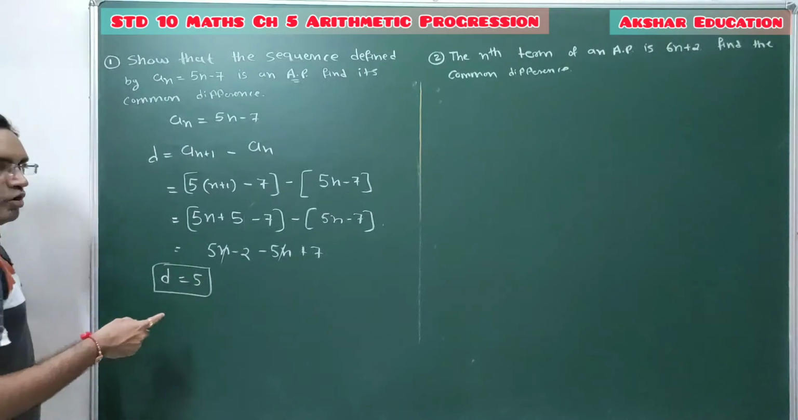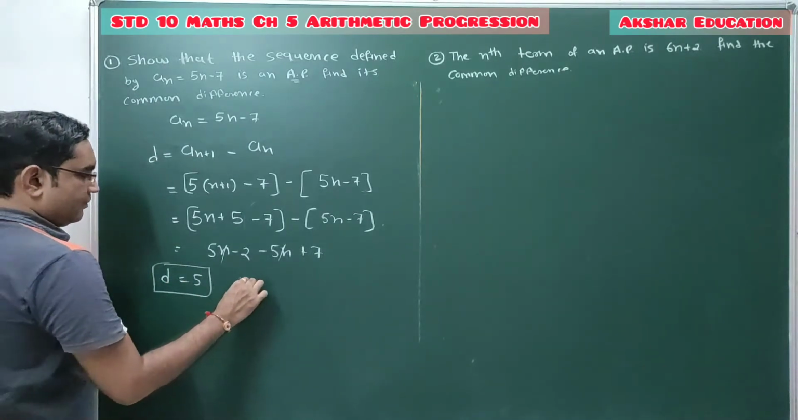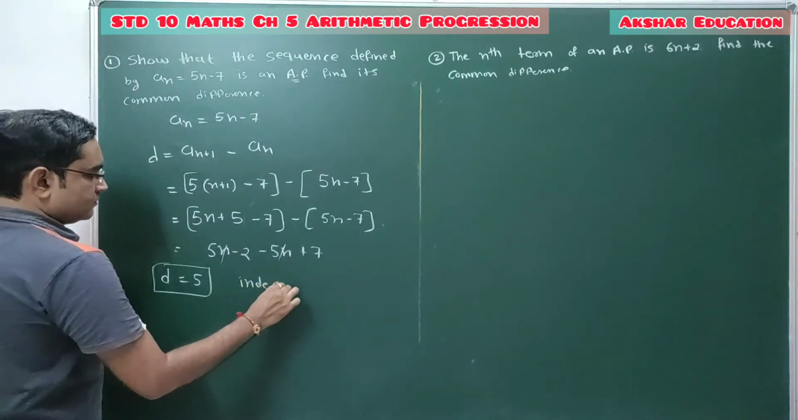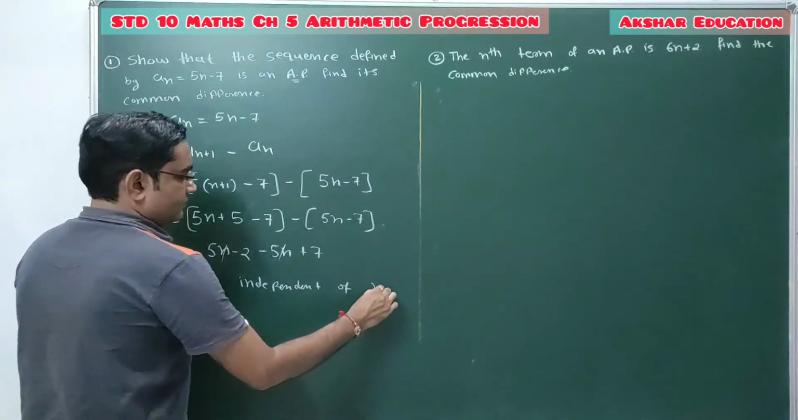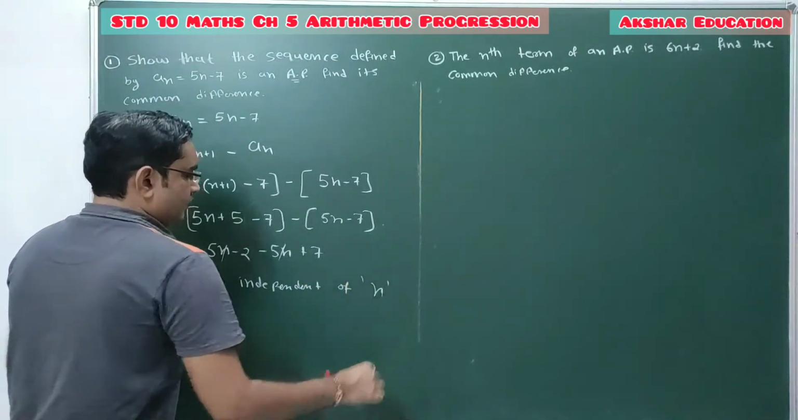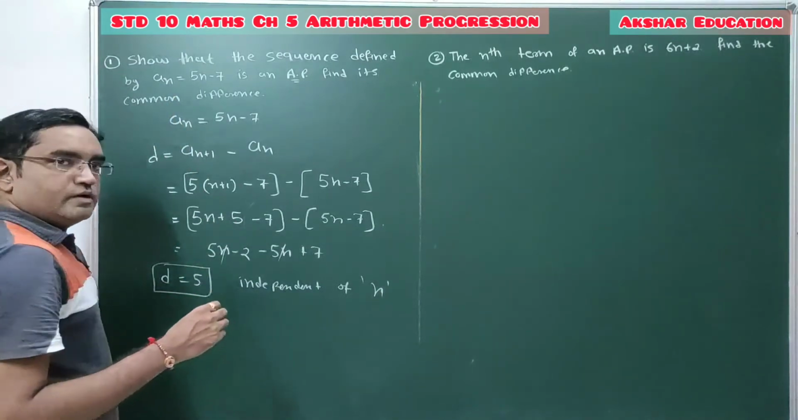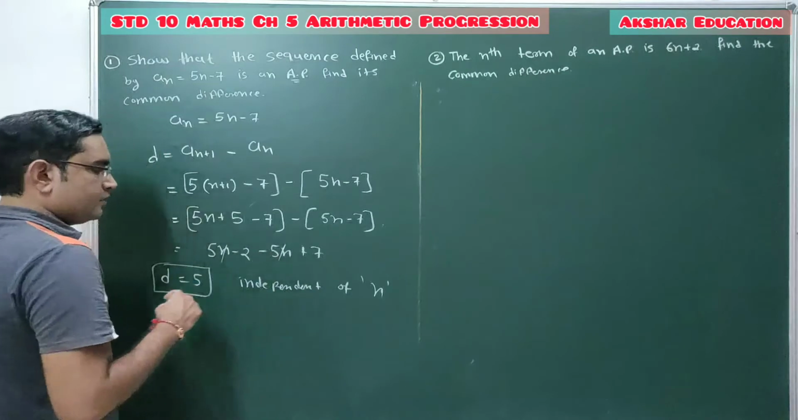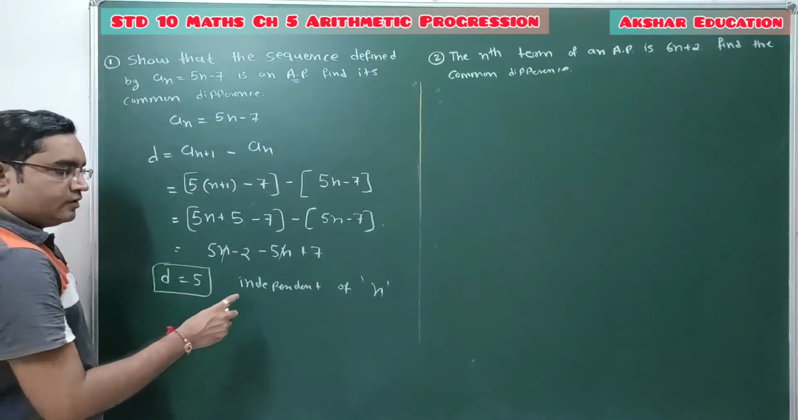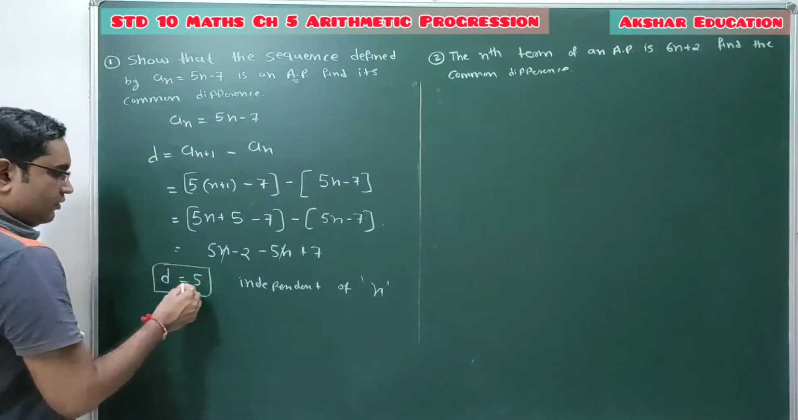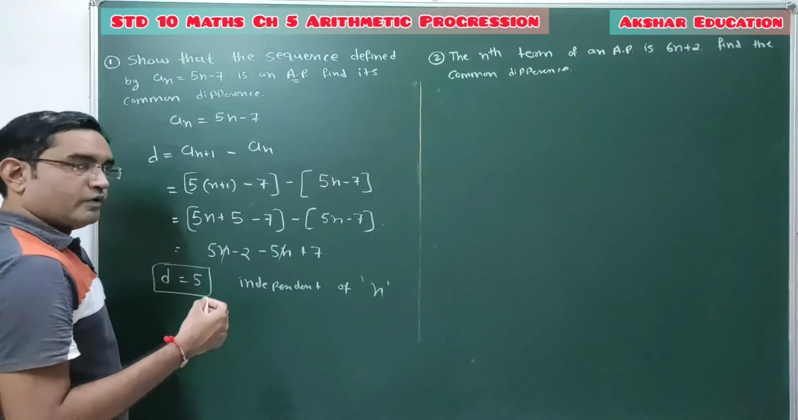So here, what is d? d is the common difference, which is independent of n. What is n? n is the order of the term in the sequence. That means the common difference does not depend on the order of the term. It is always constant as 5. So d is constant, independent of the variable n, and it remains always fixed.